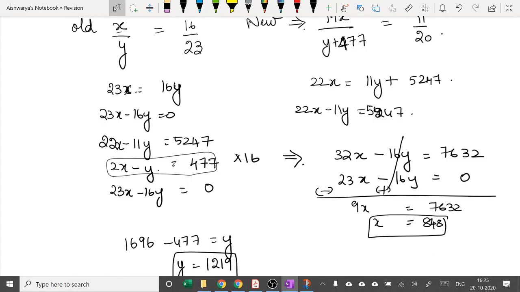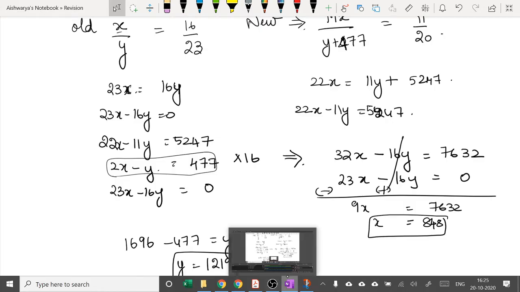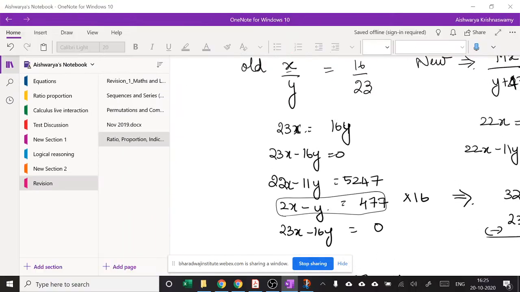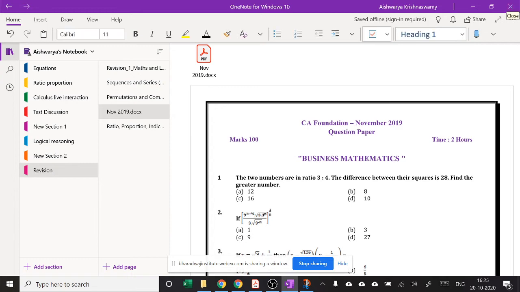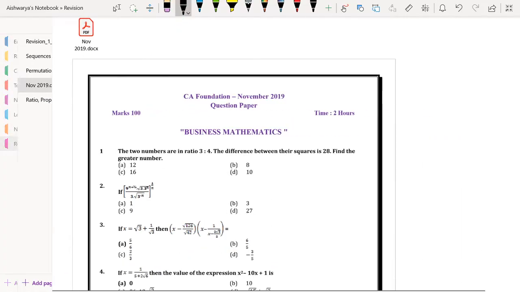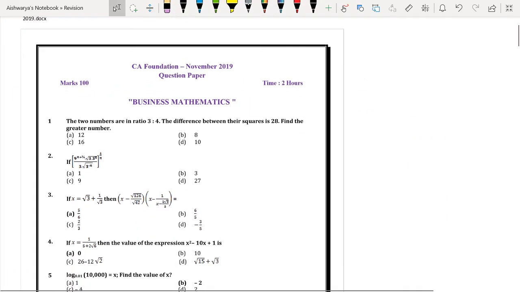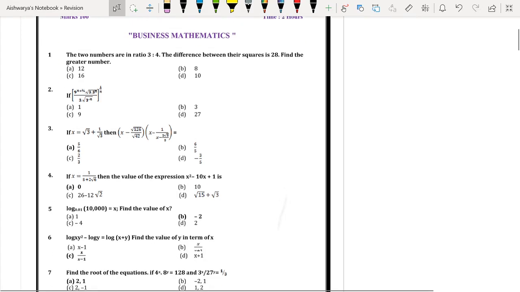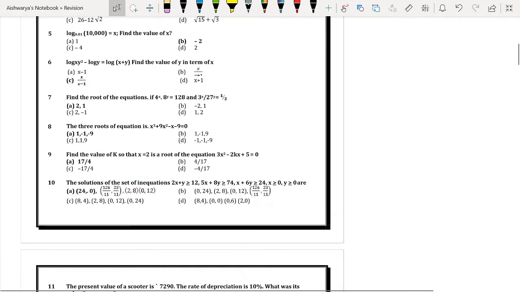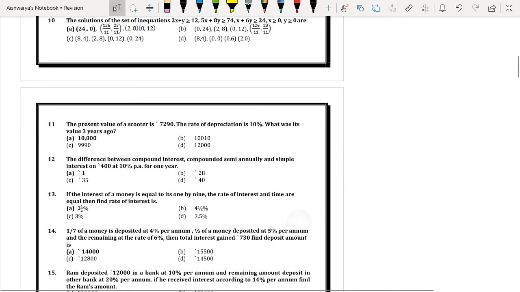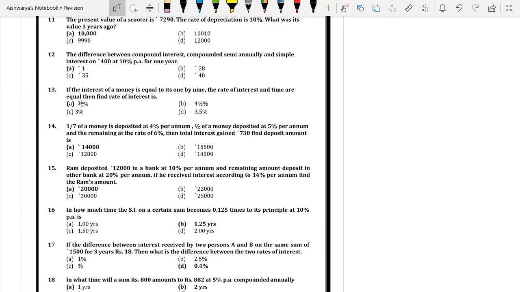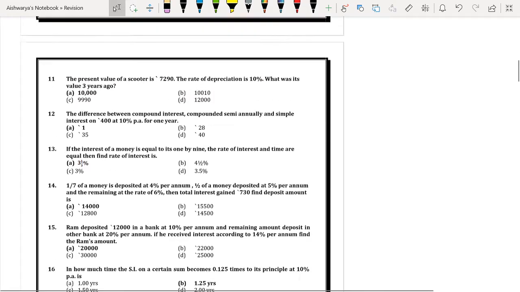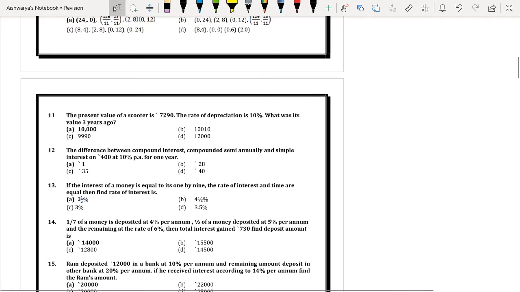Okay. Yeah. So now what I have also done for you is additionally, I have here the November 2019 paper. I'm going to solve the ratio related questions from here. So you're going to see how easy it is. There is only one question here from ratios. I don't see any other question. So that is the weightage, normally one or two questions. Whereas you see time value of money starts with question number 11. You're all able to see the screen, right?